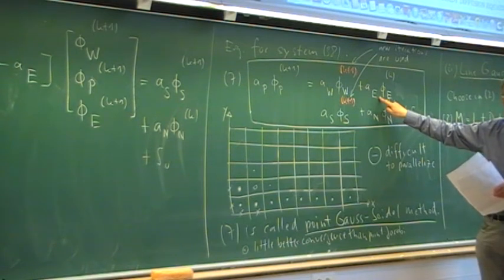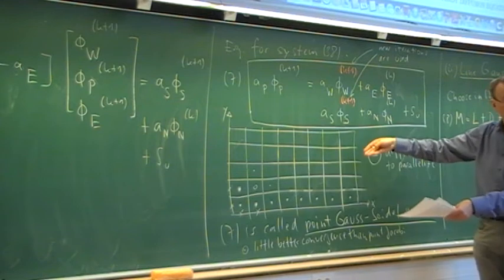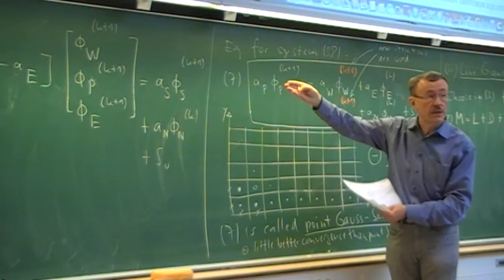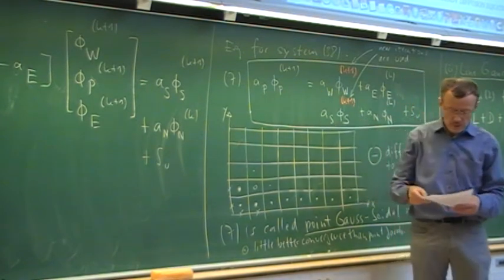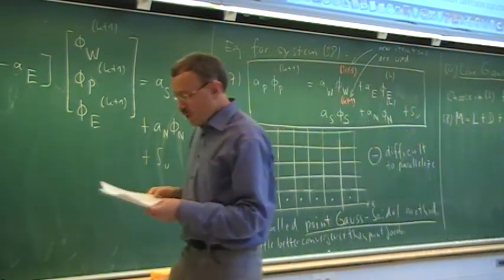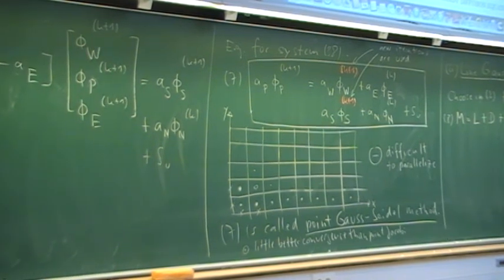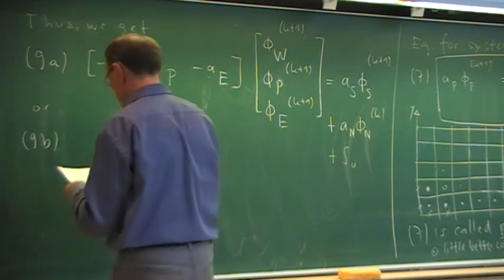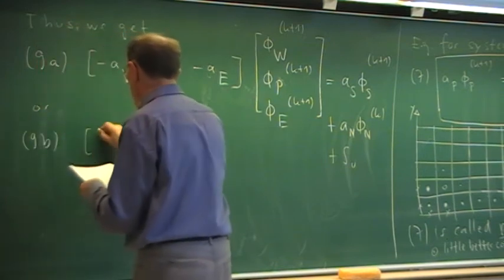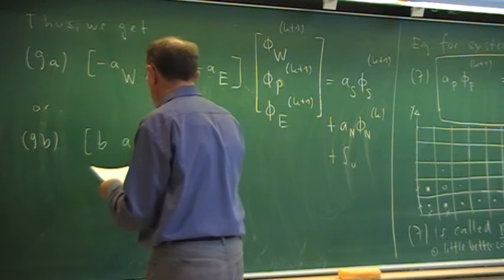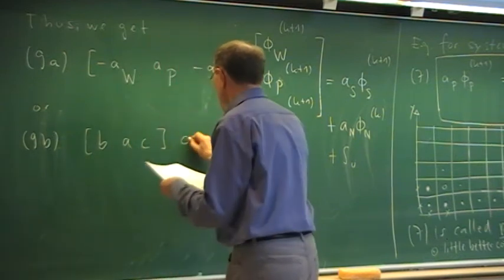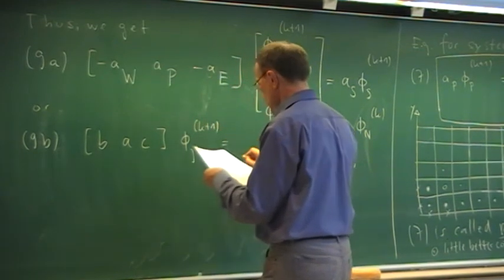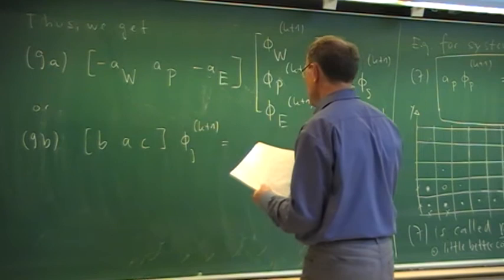And that makes it, here we could just solve it by a divide. This we know, we just need to divide. But here we get a linear system. That is the difference. So that is corresponding to 9b. It's corresponding to that we get a system BAC, and then I call this phi j at the new iteration is equal to the right-hand side.